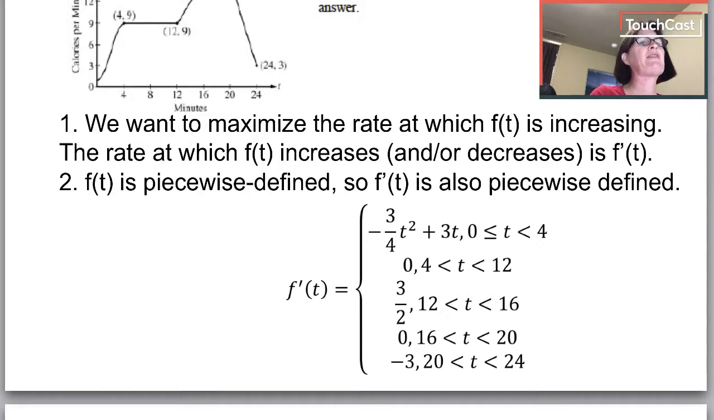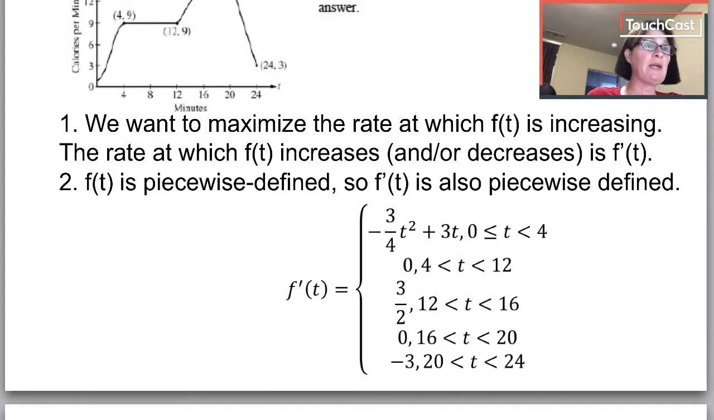Now, any place where f has a corner, and there's 1, 2, 3, 4 of those corners, f prime won't exist. And that's the reason why in my little domain statements, in my piecewise definition for f prime, I don't have any or equal to signs. Because if I use an or equal to sign, I'd be giving a derivative at one of those corners. The corners have no derivatives. The f has no derivative at its corners.